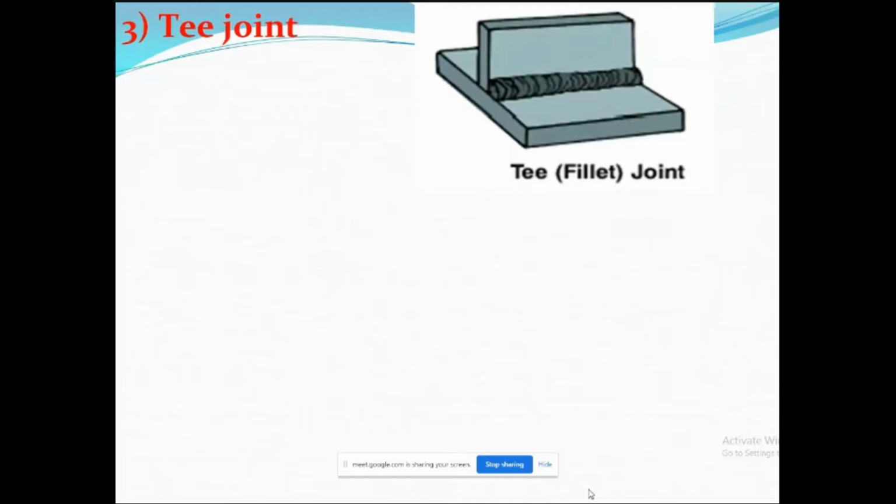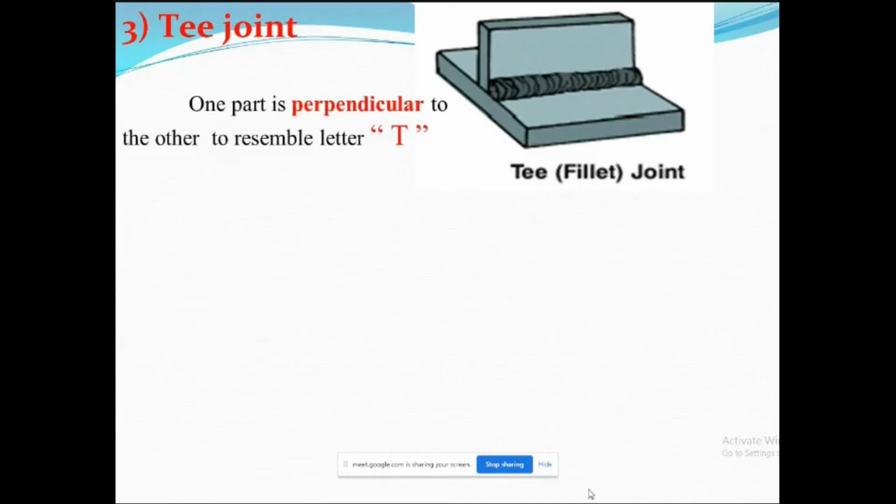Next, T joints. See this figure. This is your T joint. One basic plate and one plate is mounted in the perpendicular direction. So that is your T joint. One part is perpendicular to the other base part, resembling the letter T, or representing the letter T. That is called the T joint.